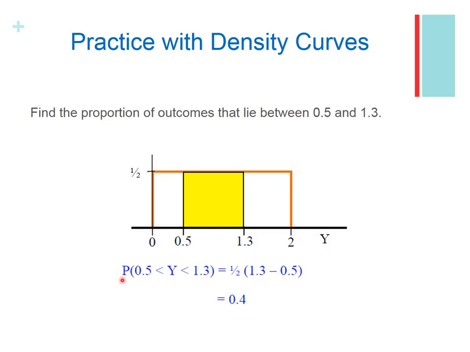Next is our probability statement, or our proportion statement. What's the probability that y, or our proportion, is between 0.5 and 1.3? What is the height? The height is going to be 1/2. What is the distance from 0.5 to 1.3? If I subtract 1.3 minus 0.5, that's going to give us how wide this is. And if I multiply 1/2 by that number, it's going to give me 0.4.